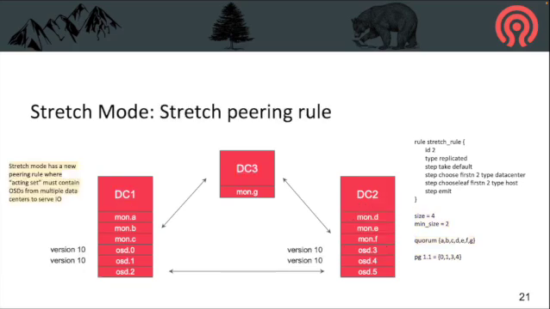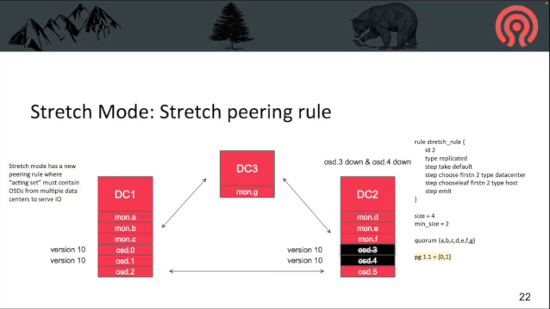Now let's see how a new peering rule could solve the data integrity or data loss problem. In stretch mode, we have a different peering rule called the stretch peering rule. This peering rule states that an acting set must contain OSDs from both data center 1 and data center 2. So you can't just have an acting set with OSDs from one data center, as that won't allow you to go active.